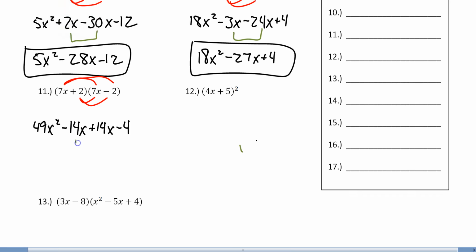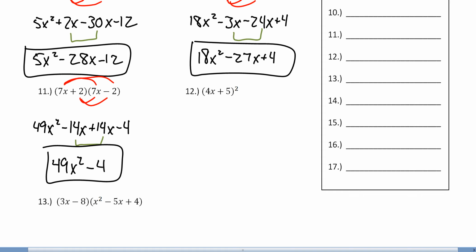When I combine these two in the middle, a negative 14x and a plus 14x gives me a 0. So I'm just left with 49x squared minus 4. Okay? That's one of those things we've noticed that always happens when I have what we call conjugates, which is the same binomial with different signs in between.